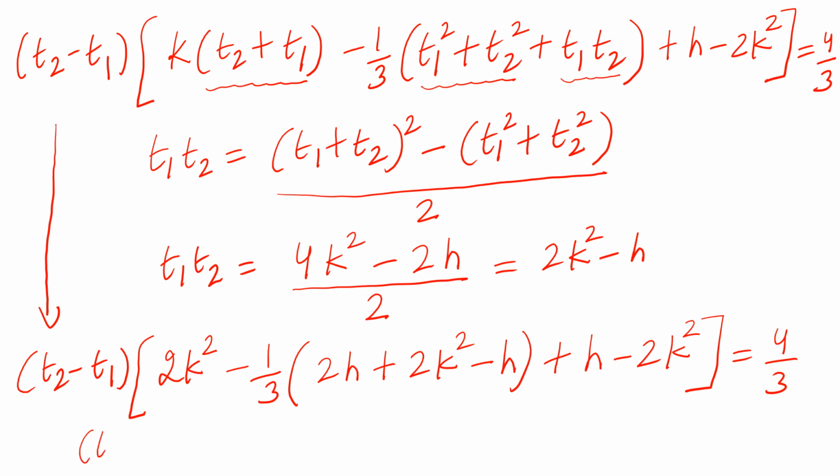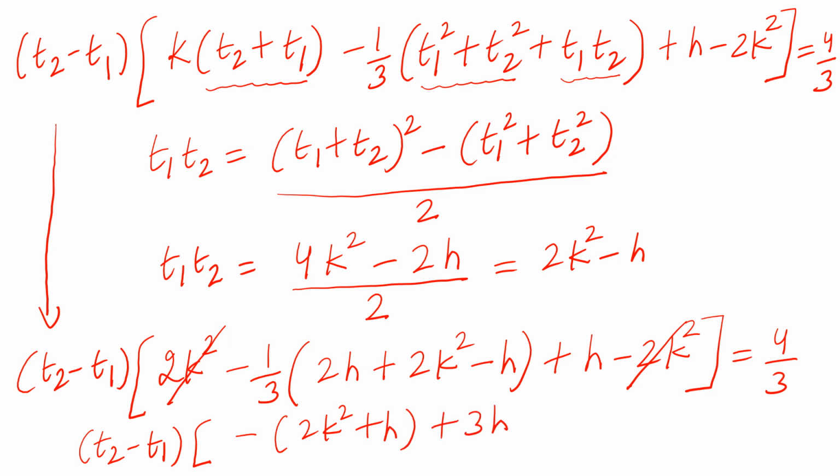Now students, it can further be written as t2 minus t1 inside the bracket into inside another bracket 2k square and minus 2k square get cancelled, and when we take the LCM of the denominators, it becomes minus inside the bracket 2k square plus h plus 3h outside the bracket whole divided by 3 equal to 4 upon 3. Now students, 3 get cancelled on both the sides.